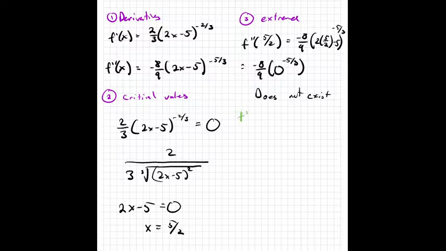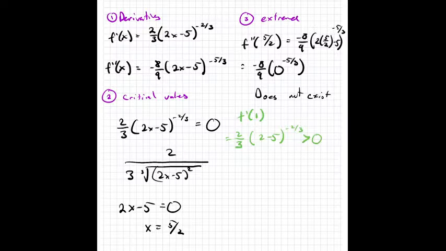So if we plug 1 into the first derivative, we'll get 2/3, 2 minus 5, to the negative 2/3. That's going to be a negative value. We're doing cube root, so when we square it, it becomes positive. Long story short, this number is going to be positive, right? You can use your calculator. You should get a positive result. Okay, so on the left, the function is increasing.